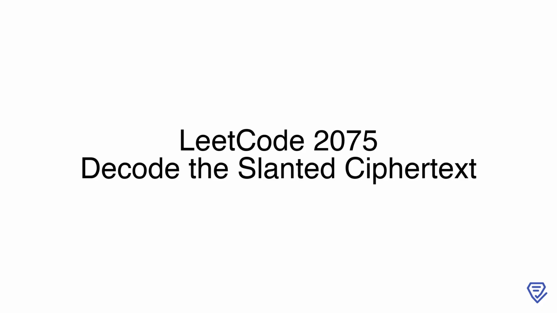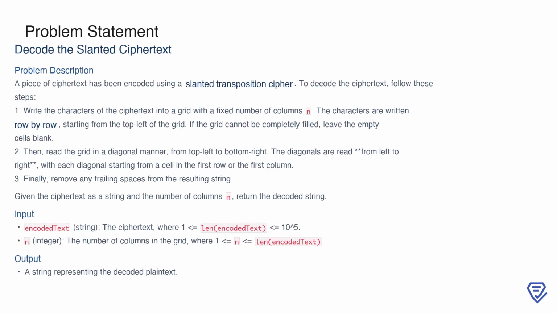Let's dive right in. In this problem, we are tasked with decoding a piece of ciphertext that has been encoded using a slanted transposition cipher. To decode it, there's a specific procedure to follow. First, the ciphertext is written into a grid with a fixed number of columns, denoted as n. The characters are placed row by row, starting from the top left corner. If the grid doesn't fill completely, the remaining cells are left blank.